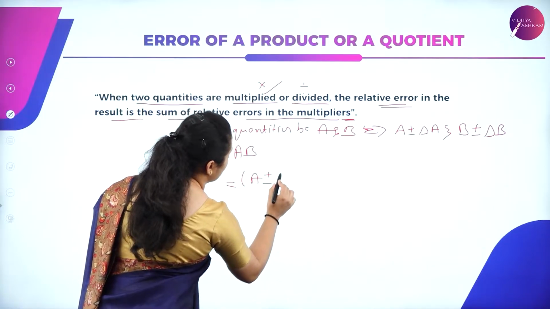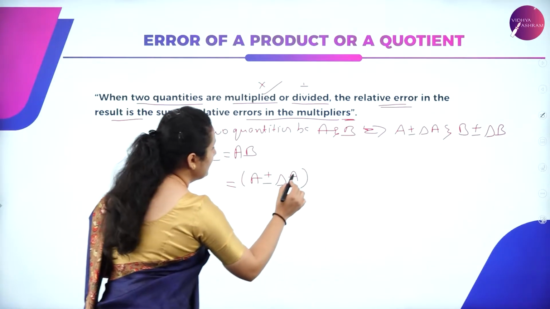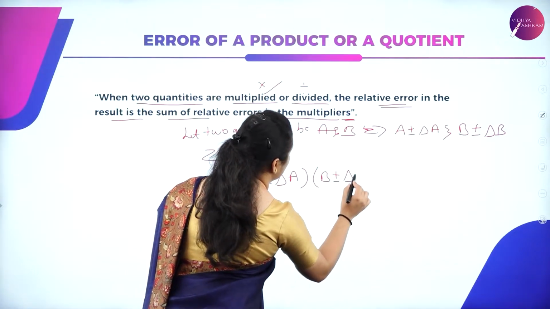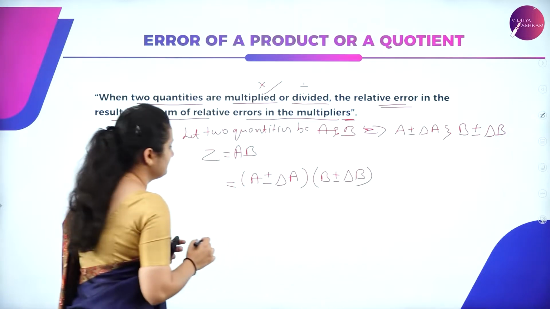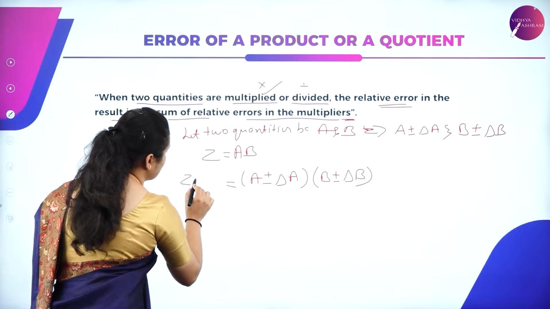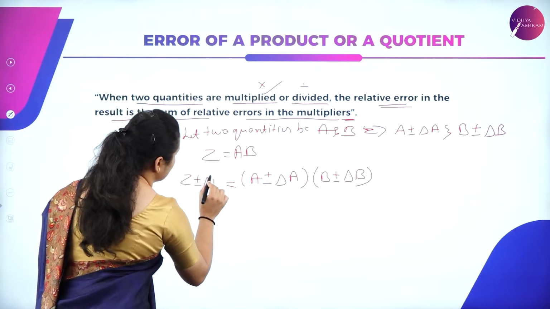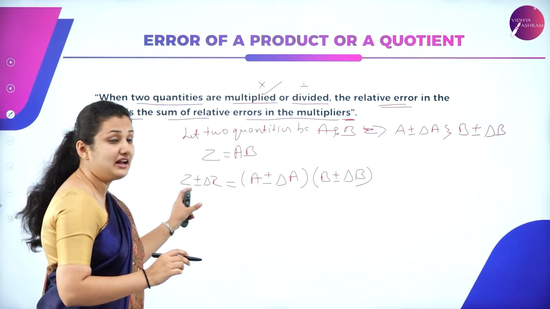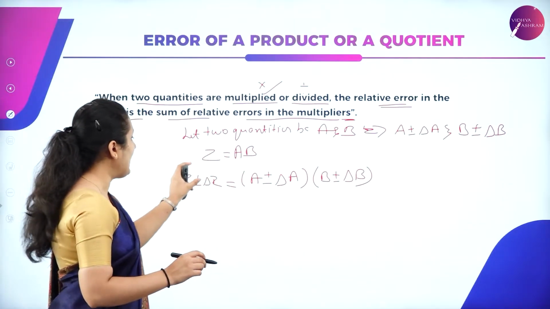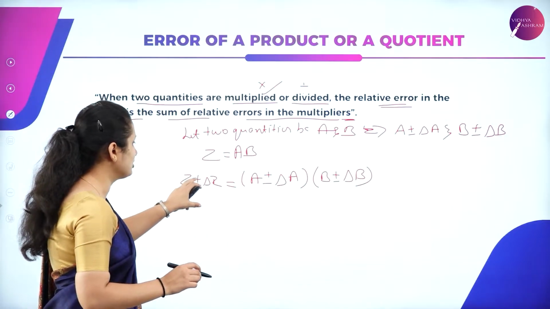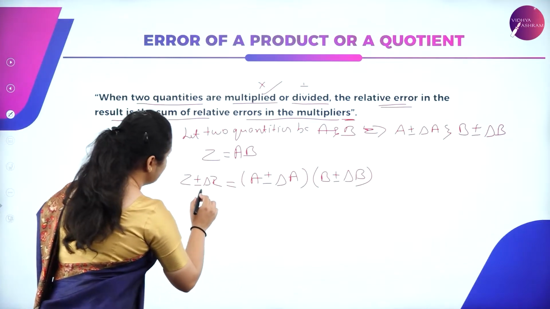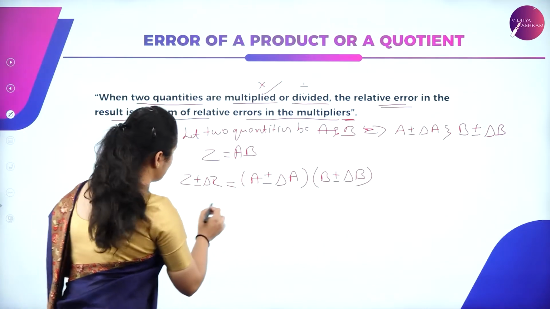A plus or minus delta A into B plus or minus delta B. So this will be Z plus or minus delta Z. The error in Z: Z is equal to A into B. I am measuring Z, so Z is equal to plus or minus delta Z. Now how will you multiply this? This is your LHS, this is your RHS.